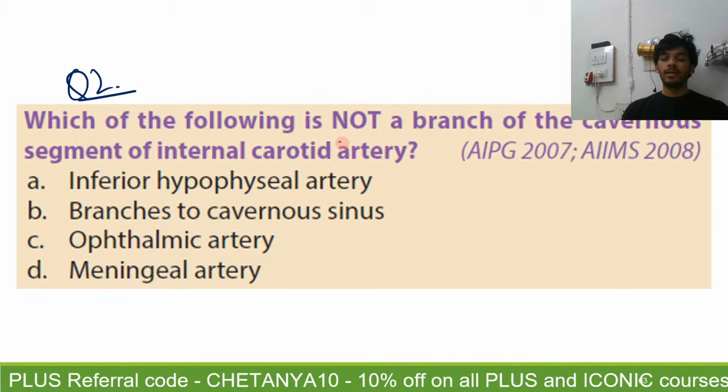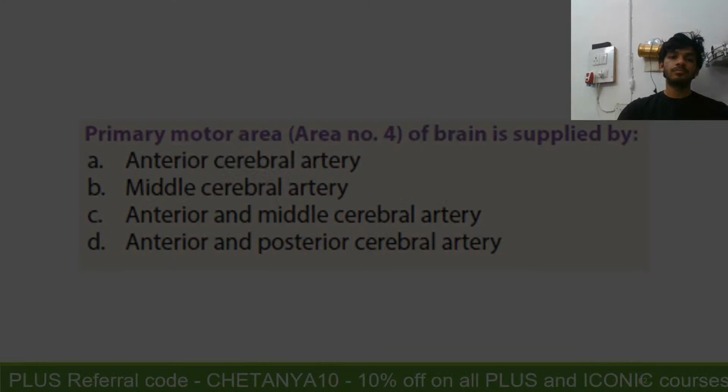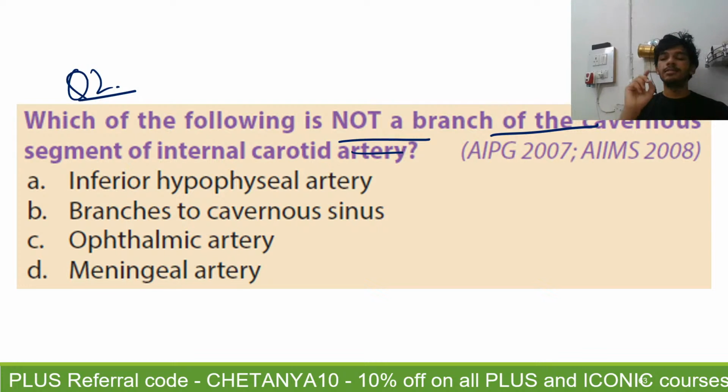Question number two. Which of the following is not a branch of the cavernous segment of the internal carotid artery? Very good. Kabir Mukhi has given the answer finally. One answer is C. Question number two. Which of the following is not a branch of the cavernous segment of the internal carotid?